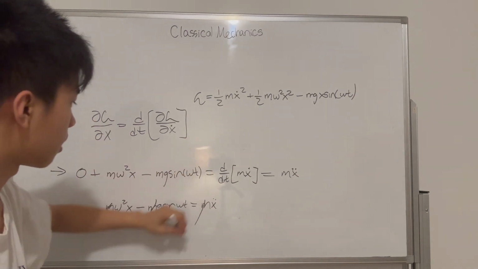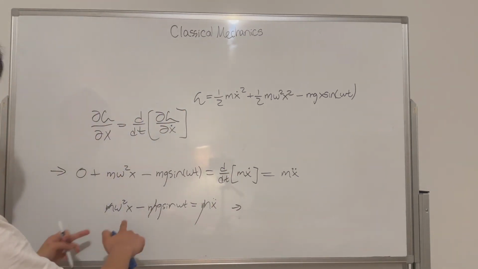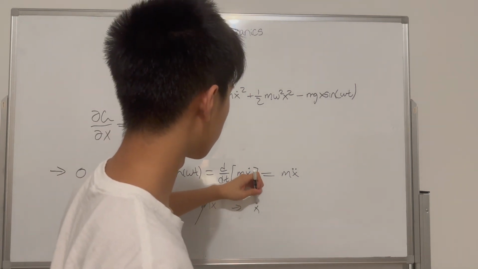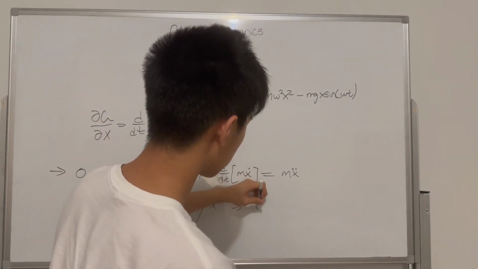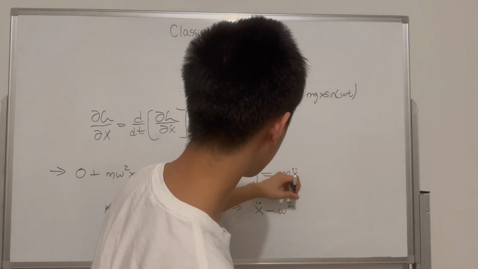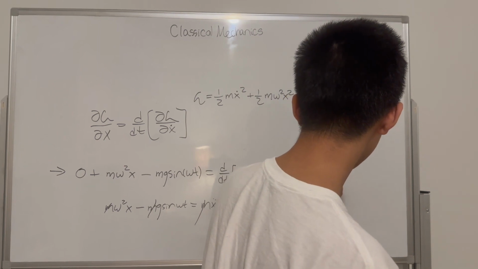We can cancel out the m's. So now I'll just do a bit more algebra. I'll subtract both sides by omega squared x. So we get x double prime minus omega squared x equals negative g sine omega t.